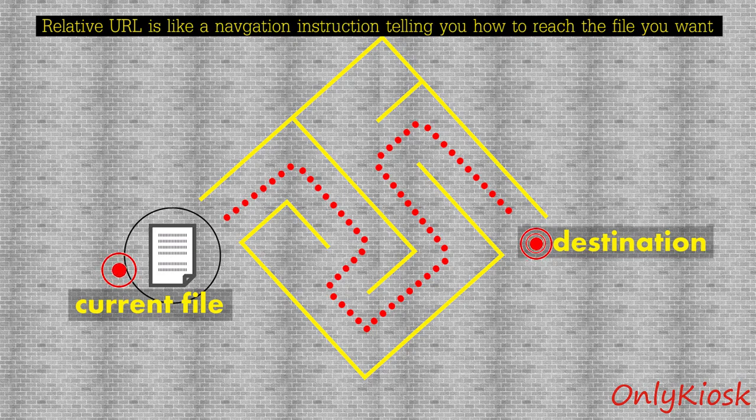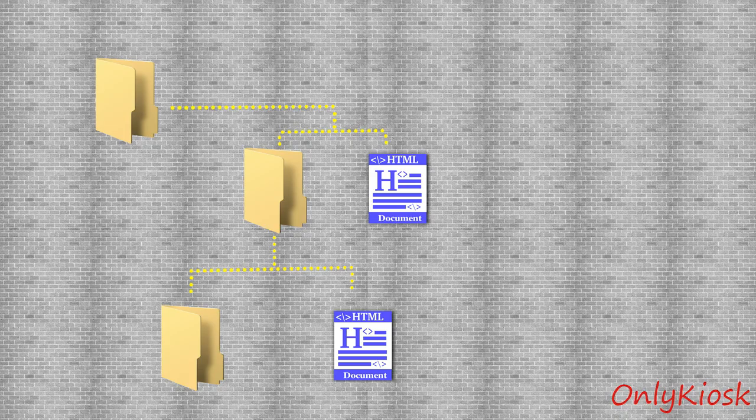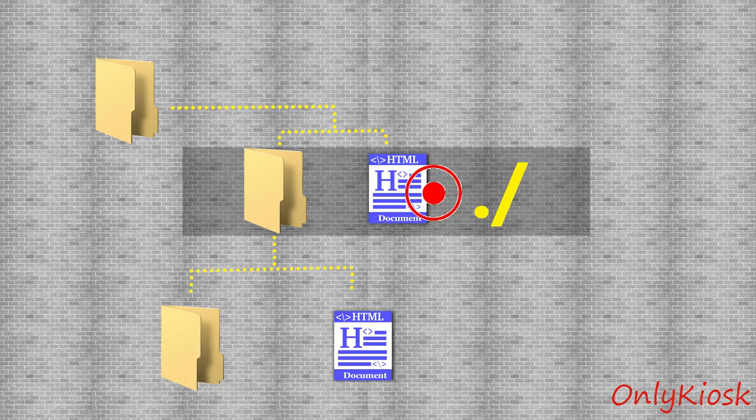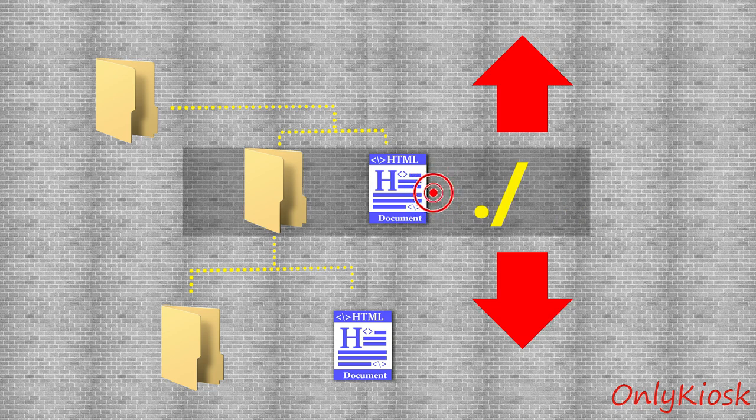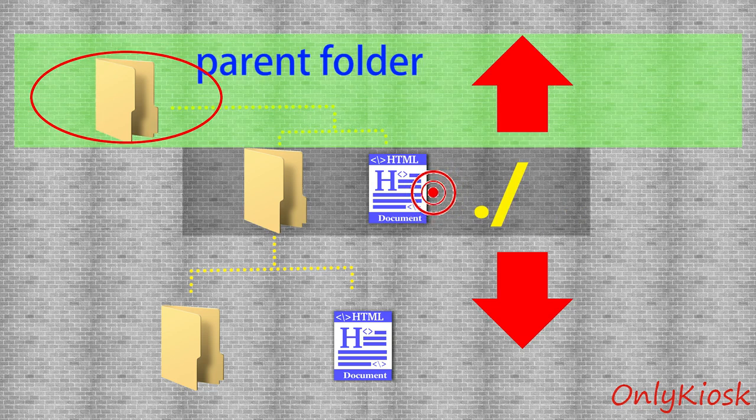Well, a relative URL is quite like a navigation command. It tells the system how to find the destination file from the current file location. You start from your file's current location, single dot slash. From there, you have two ways to go: going upward or going downward. Going upward means going to the parent file folder of the current file location.